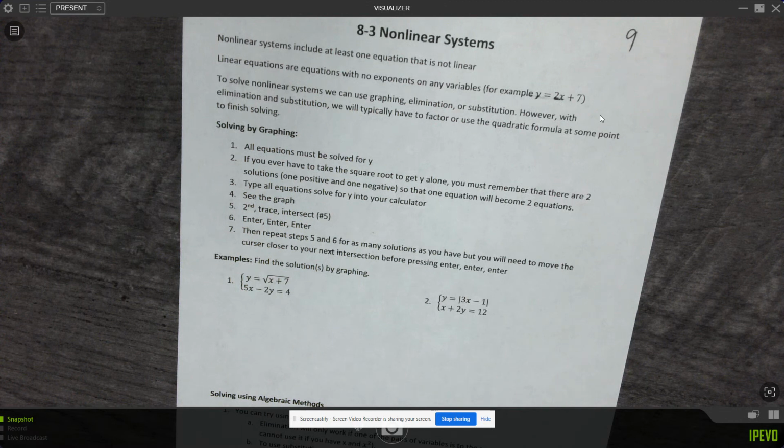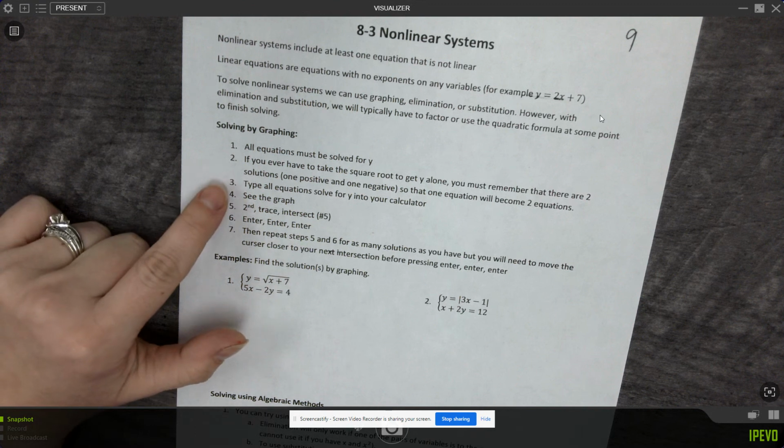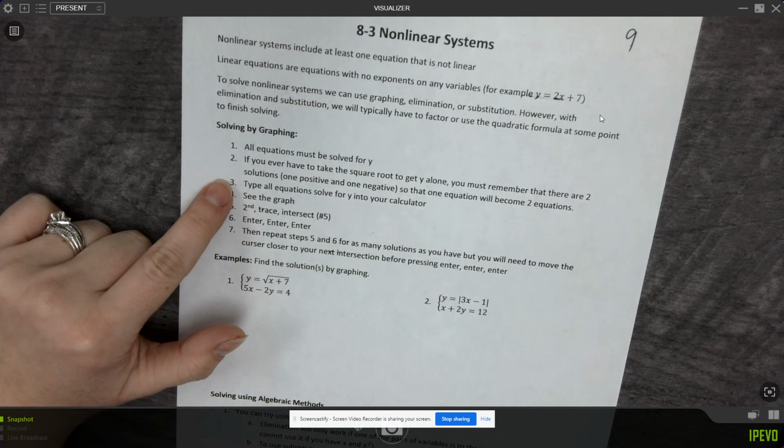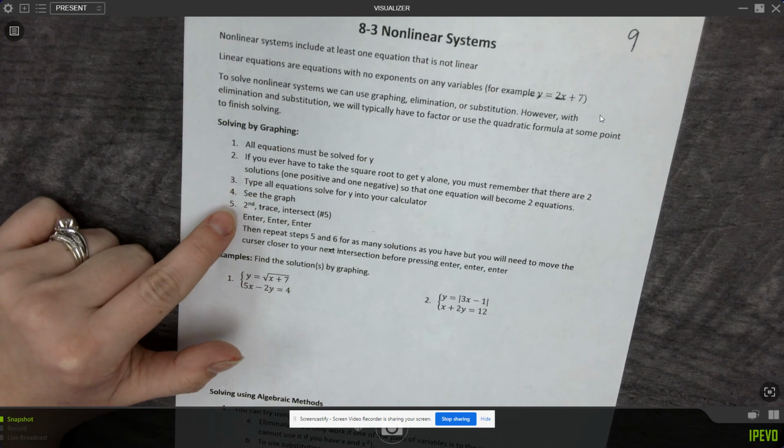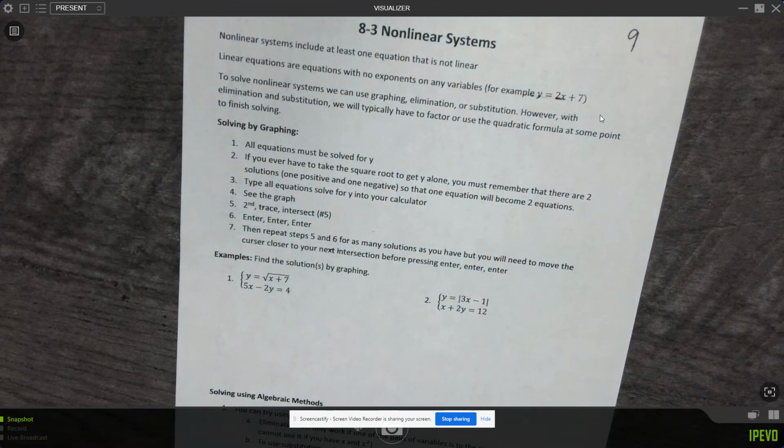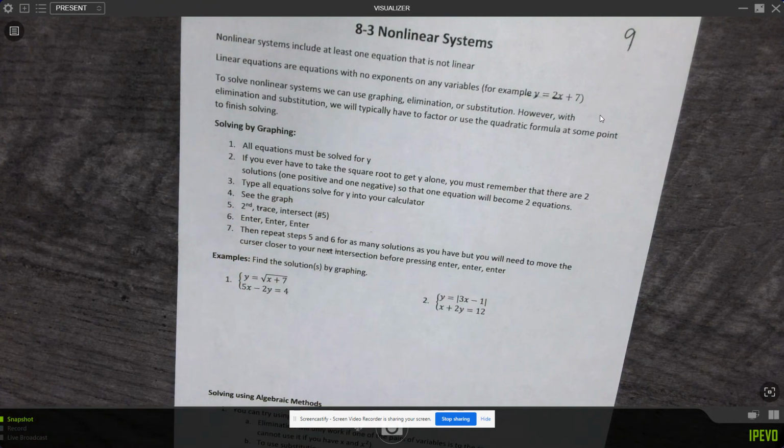I am not going to go too much in depth about that right now, because I don't think there are any problems like that for you to worry about. But if you come across any, let me know. I'll go more in depth with you about that. Type both of your equations into your y equals in your calculator, or look at your graph. Same as before, second trace, intersect, enter, enter, enter.